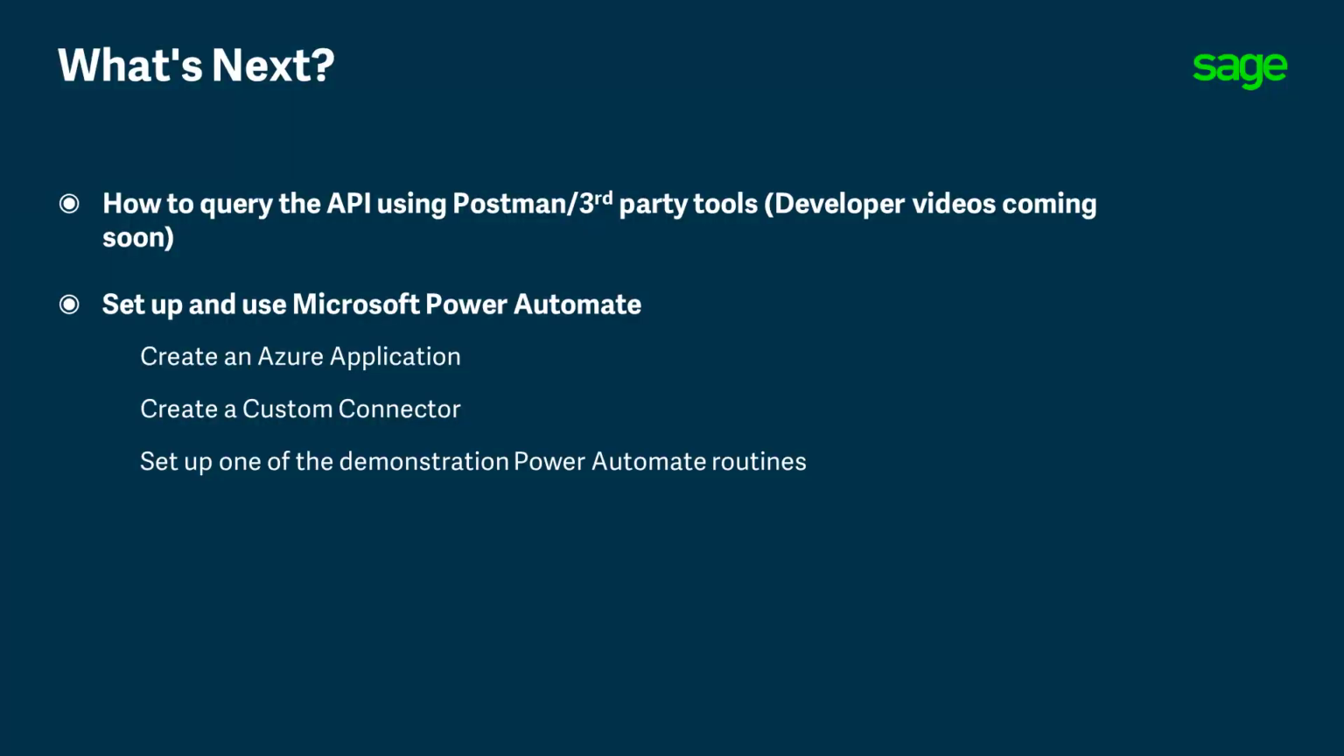So now that you've finished setting up Power BI and you've deployed the customer report and you've made your amendments to it, here's a look at what's next. Our developer support team created some videos around querying the API using Postman to help you develop your own third-party applications that will integrate with Sage 200. I'll be doing some videos on Microsoft Power Automate, setting up and getting it used to help you automate processes such as approving purchase requisitions or purchase orders.